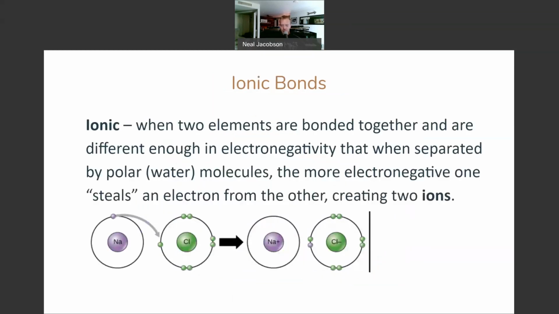Now, another type of bond. So we've talked about nonpolar covalent, we've talked about polar covalent. Another type of bond we run into often in biology is ionic bonds. And so when you have two elements that are bonded together, but they're pretty different in electronegativity, like almost opposite, if you will, if you were to drop that into water, the water is going to separate those two atoms from each other, and create two ions. Okay, and this is why we call this an ionic bond.